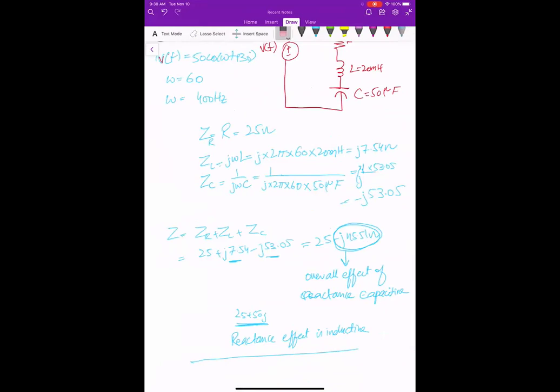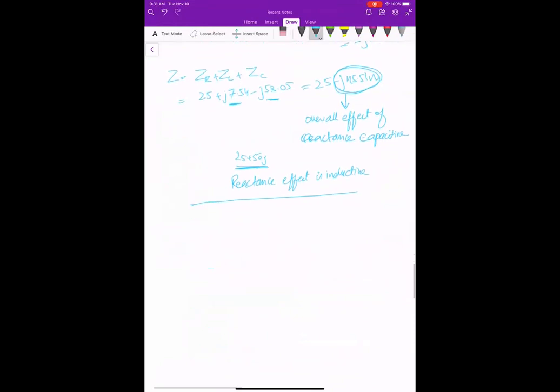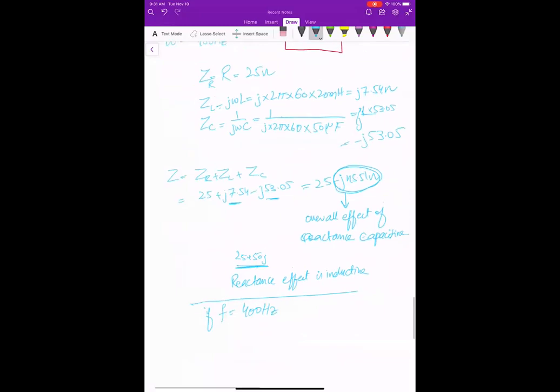Okay, so we were doing this example in which we were saying that if the frequency is 60 hertz, then in the overall impedance, we were seeing the capacitive effect. So they want us to change the frequency now. Let's change it: if F is 400 hertz, what will happen? What things will change?